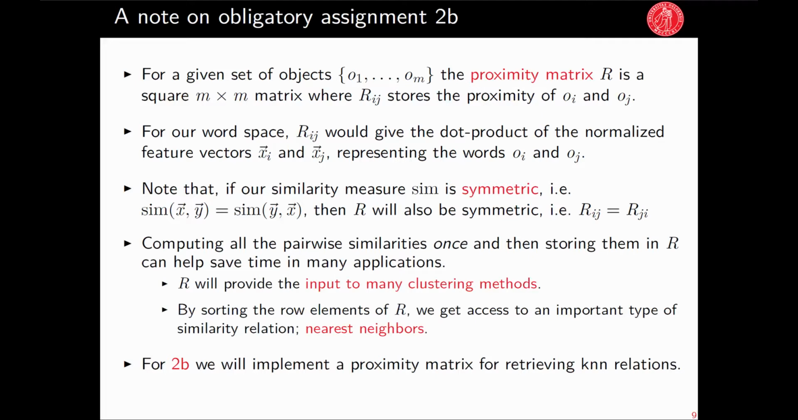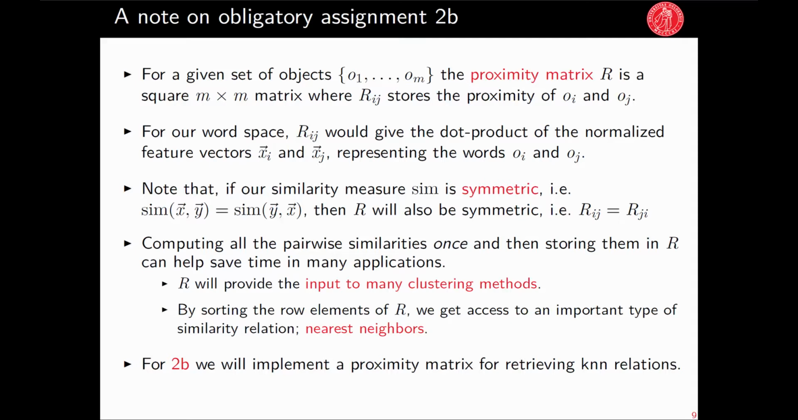Okay, and once we've stored such a proximity matrix, that can be used in several applications. So one thing is that it will often provide the inputs to many clustering methods, specifically these hierarchical clustering methods that we'll talk about later. But another more immediately relevant thing for us is that it gives us quick access to computing ranked lists of nearest neighbors in our vector space.